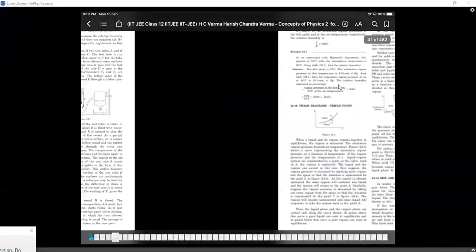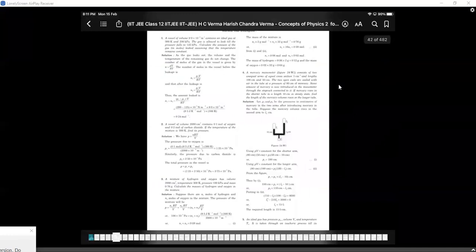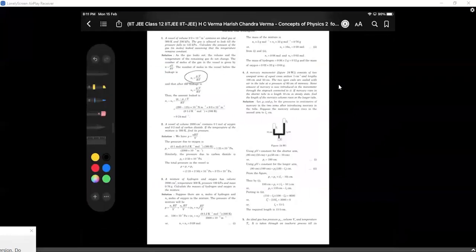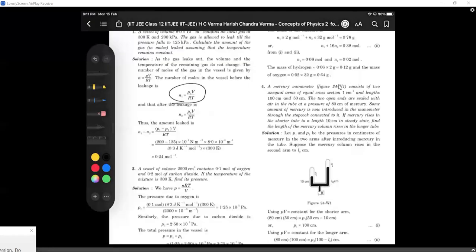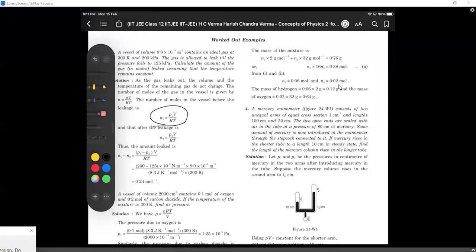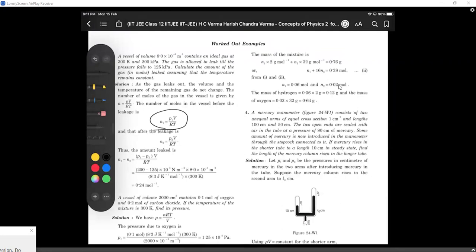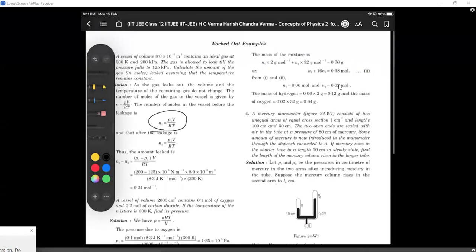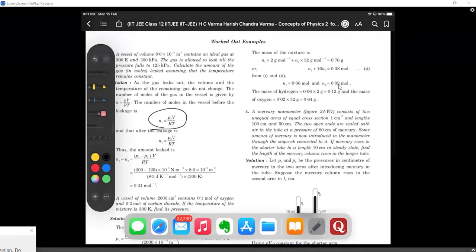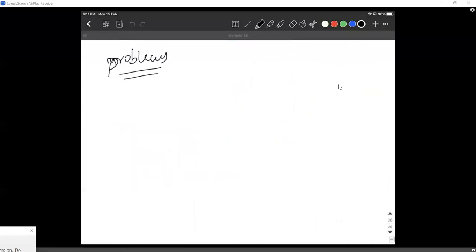In the worked out problems, the very first problem starts with the same idea, PV equals nRT. So until now, what we've learned is how we arrive at this equation. Now, what kind of problems are we going to face? There are different kinds of models, different kinds of styles. Let me just take you through a few of those models.